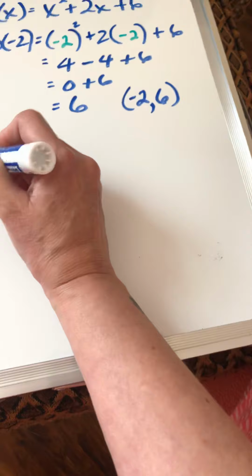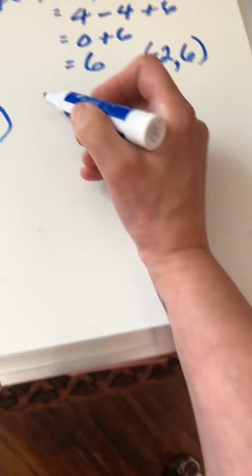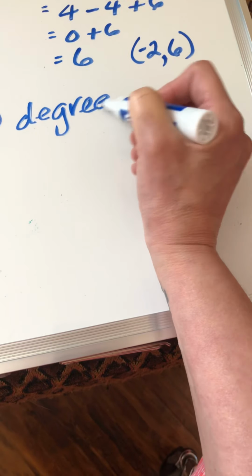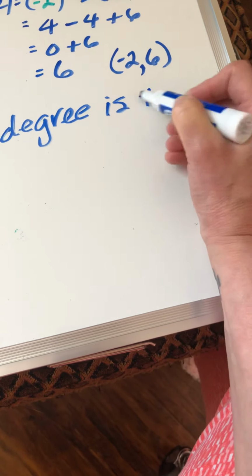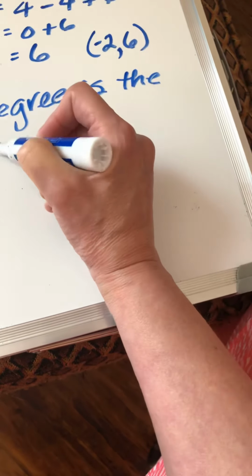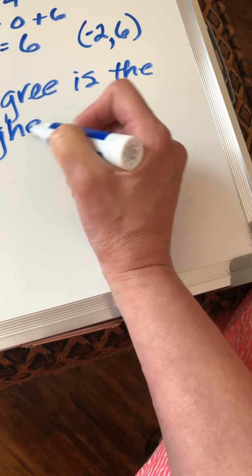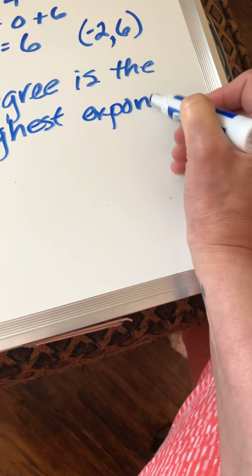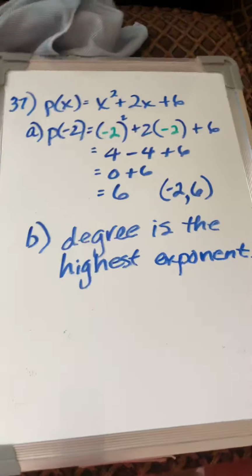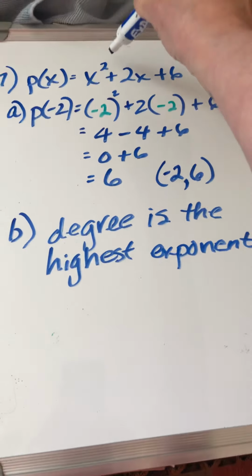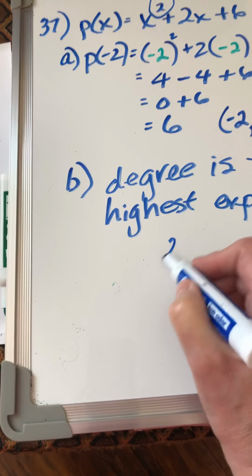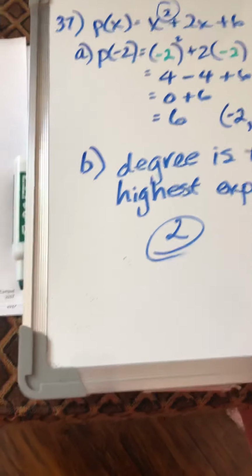And then what B is asking you to do is to determine the degree. Well, the degree of a polynomial is just the highest exponent. That's it. No big deal. And what's the highest exponent in this function? It's 2. So here the degree equals 2. That's all you need for that.